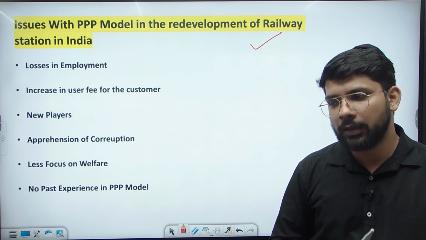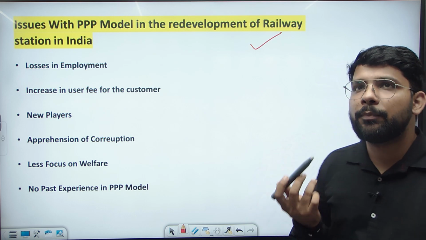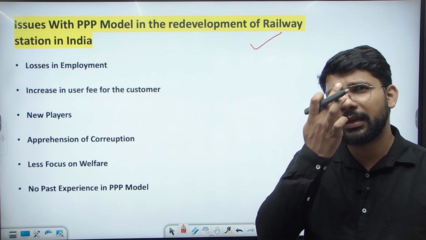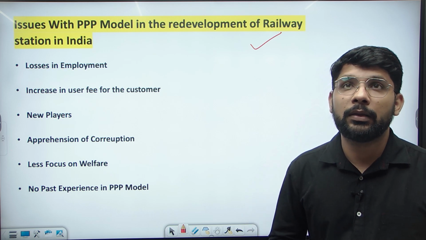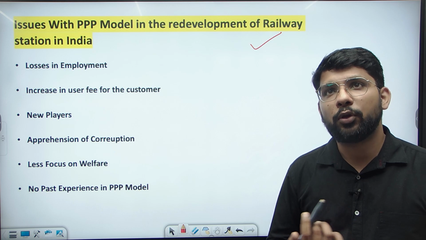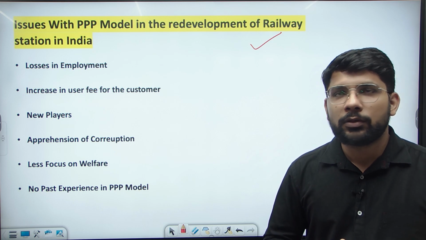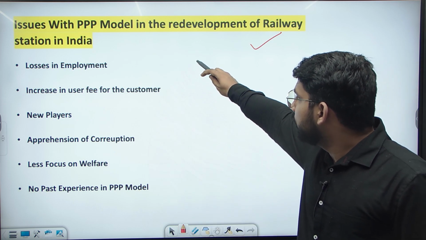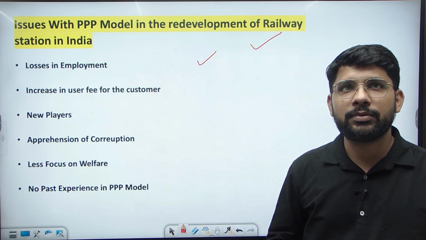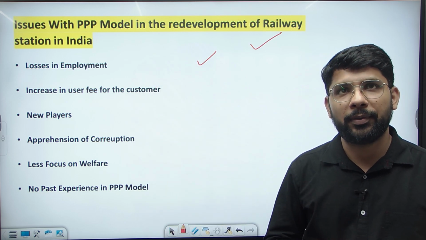Loss in employment. When we are developing the projects under private players, there is a loss in government employment. There is a decrease in employees in government areas. So this will directly impact the young students who are preparing for these exams. So there is a loss in employment.